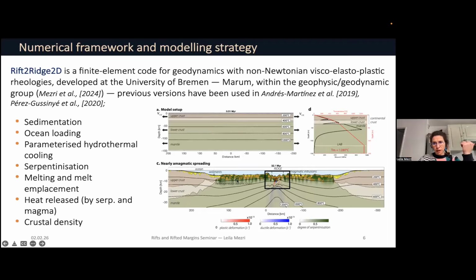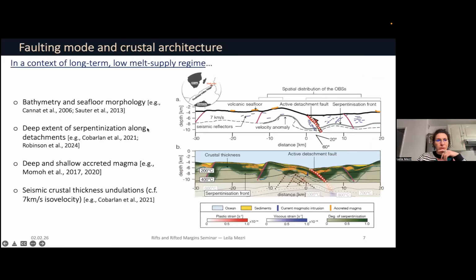So we have the continental margins, the oceanic plates, and the spreading center here. So for the rest of the presentation, I will focus here and I will detail more what you see here. So let's go back to the observations.